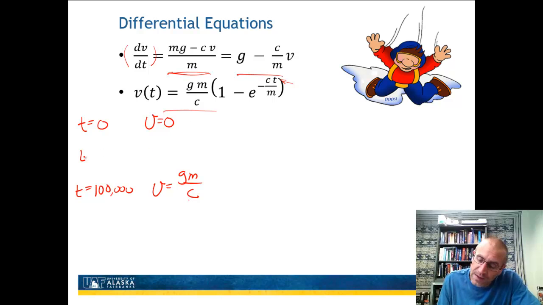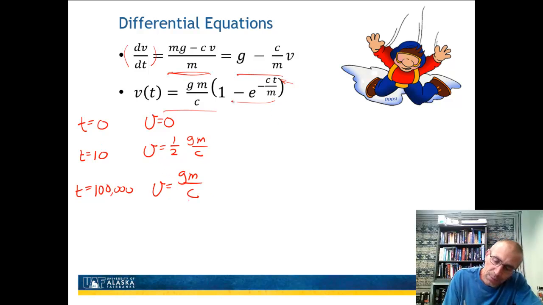And so there'd be some intermediate time. Maybe at time t equals 10, I would have a velocity, and it would be some fraction. I don't know, I'm making up a number here. Let's just say 1/2 of gm over c. So it's going to go from 0 to this value here as time progresses.